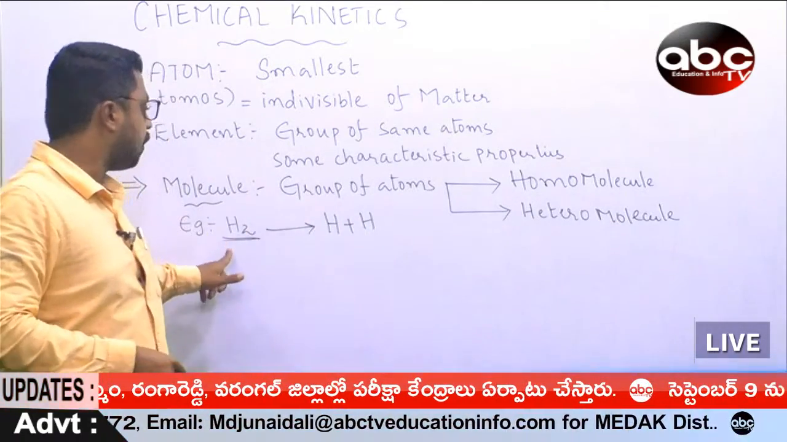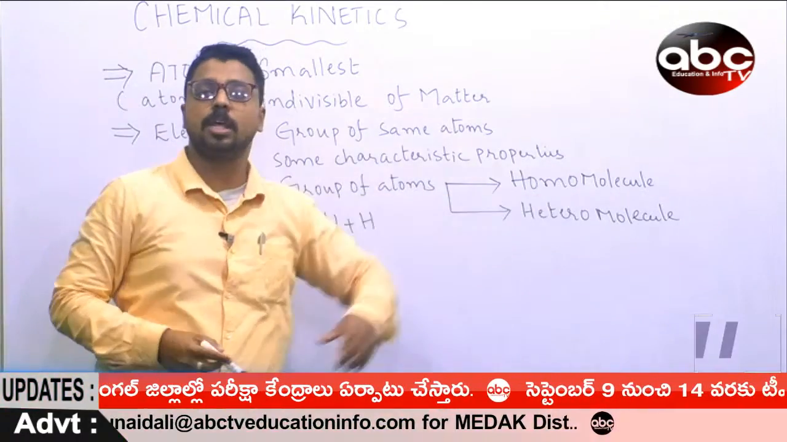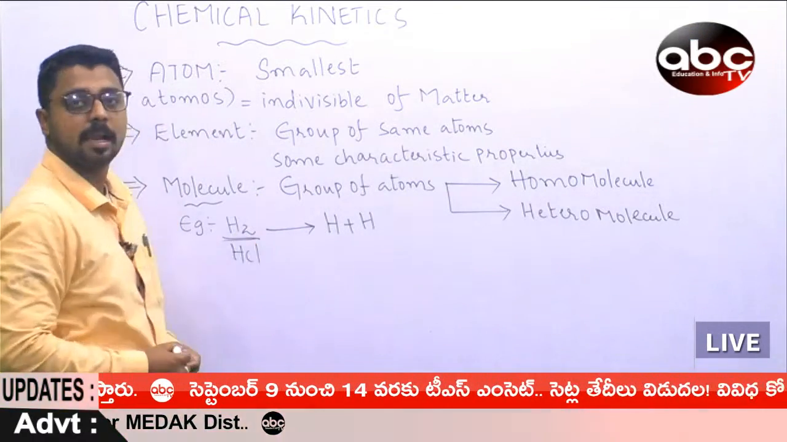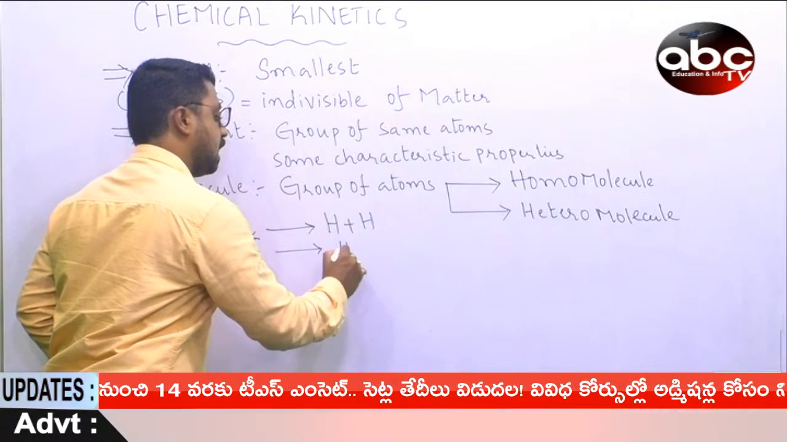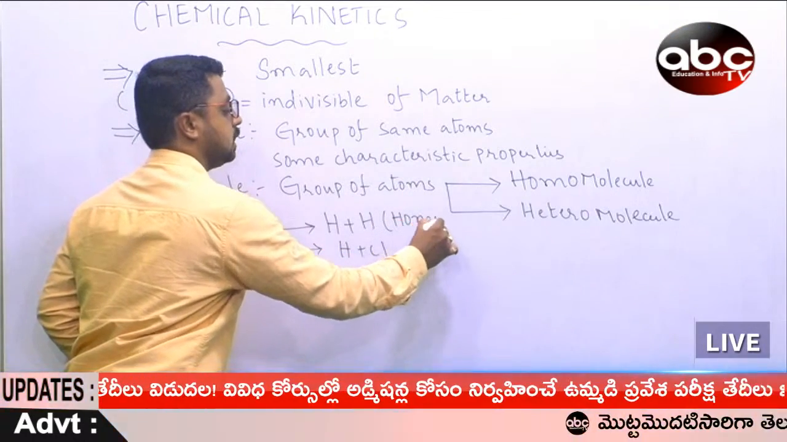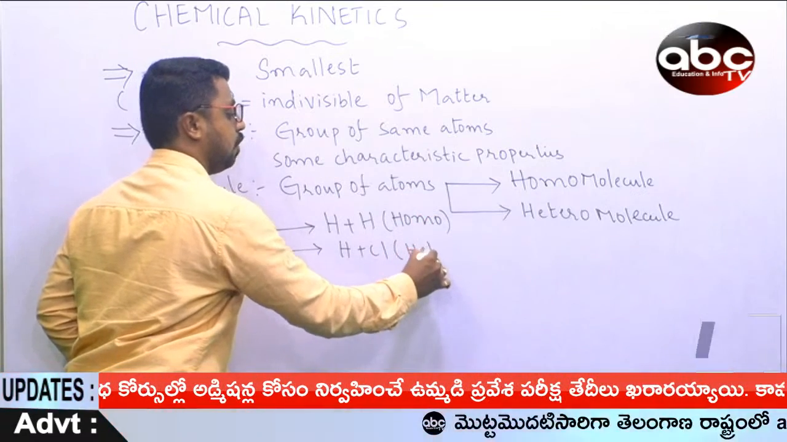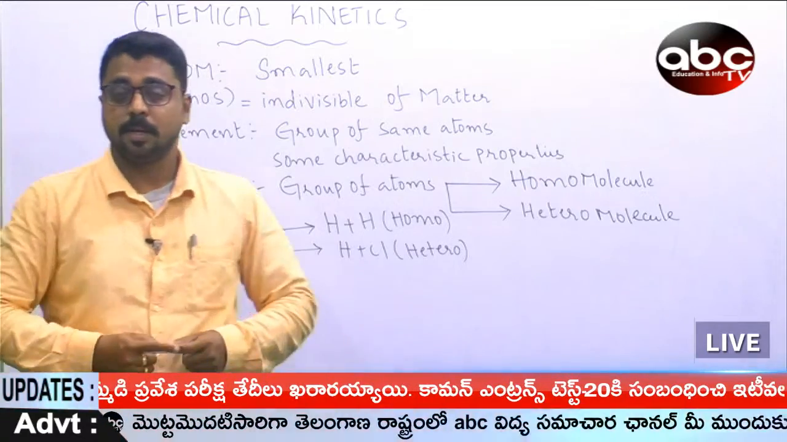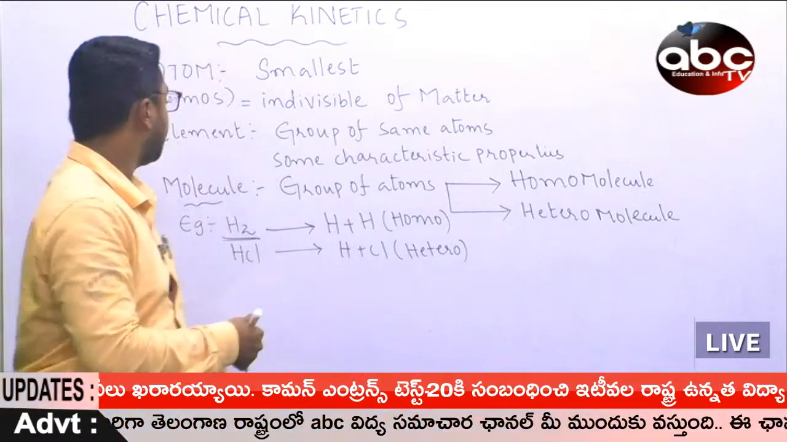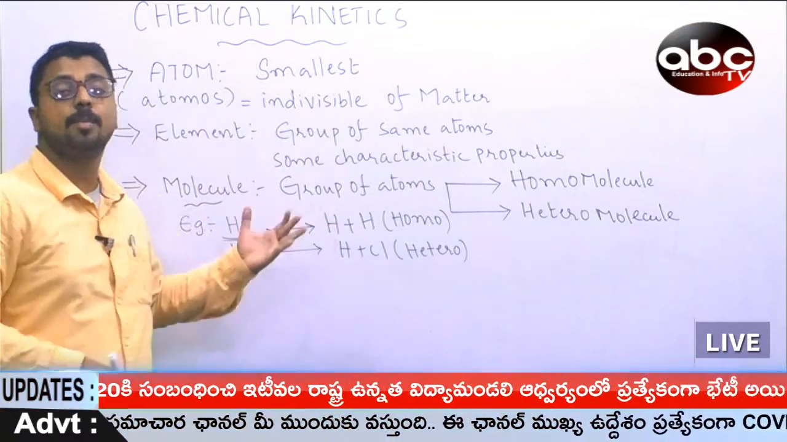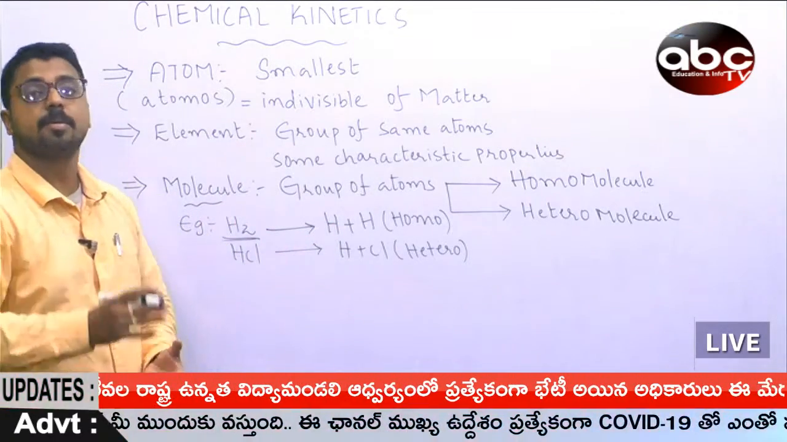So such type of molecule is called a homomolecule. Whereas if you take a second example, HCl, it is formed by two different atoms. So this is nothing but a heteromolecule. This is a very important part, because we need to differentiate this. You can take many examples for a heteromolecule, and at the same time a number of examples for a homomolecule. So that is important.